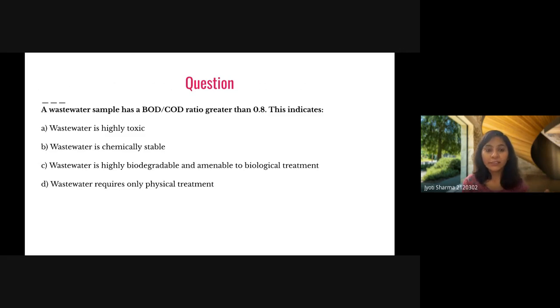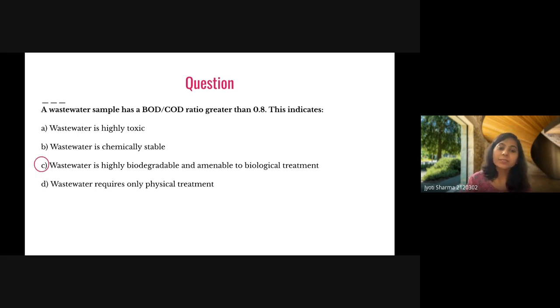Okay, so you have learned how we can calculate BOD and how we can calculate COD, right? And if we have a wastewater sample where the ratio of BOD to COD is greater than 0.8, so this will indicate what? The wastewater is highly toxic, wastewater is chemically stable, wastewater is highly biodegradable and amenable to biological treatment, and wastewater requires only physical treatment. So Mithur gave me answer C.